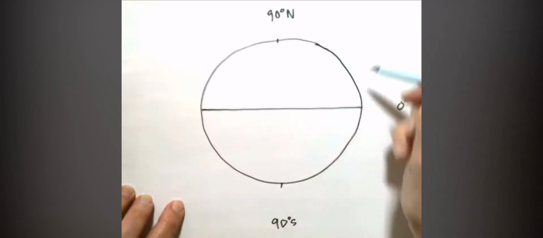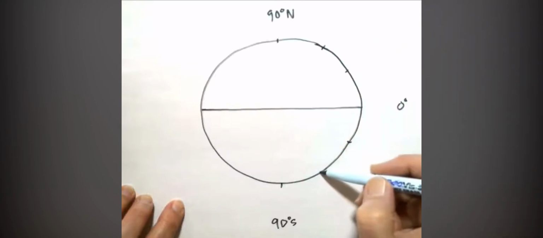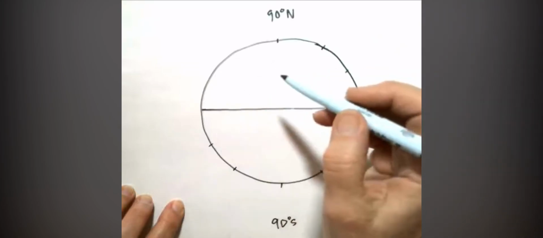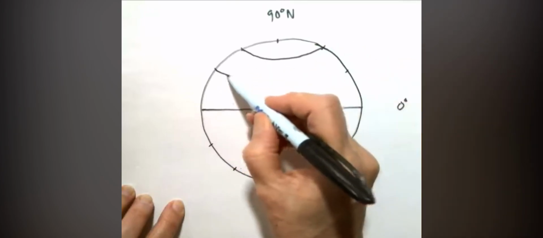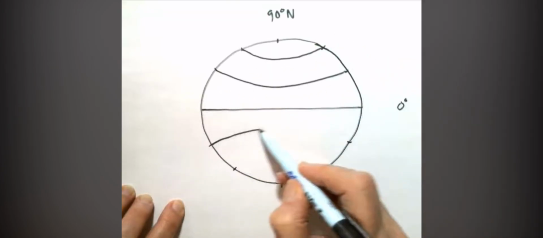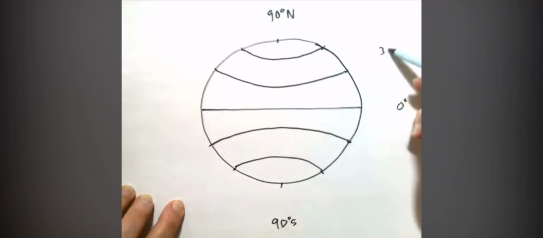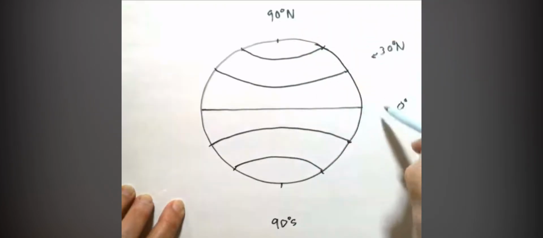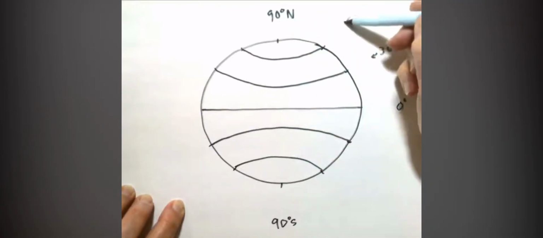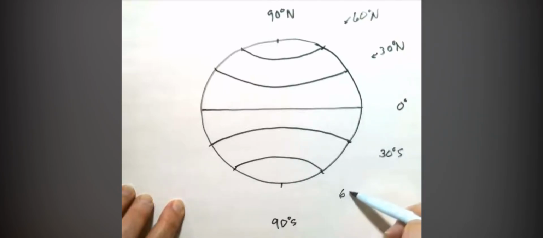Divide up this quarter here into thirds, and same thing all the way around. And then draw the latitudes. These are 30 degrees latitude and 60 degrees latitude. I've given a little space here so that we can draw some additional things in that space. 30 degrees south and 60 degrees.